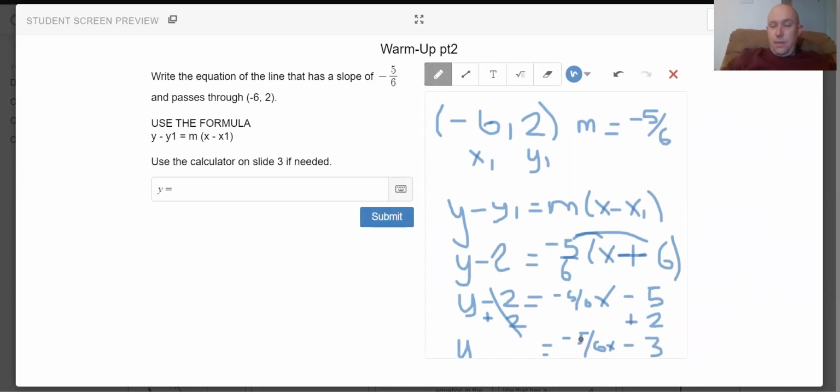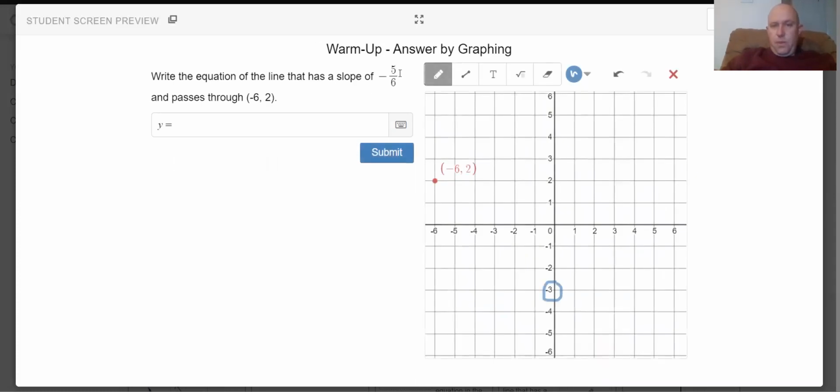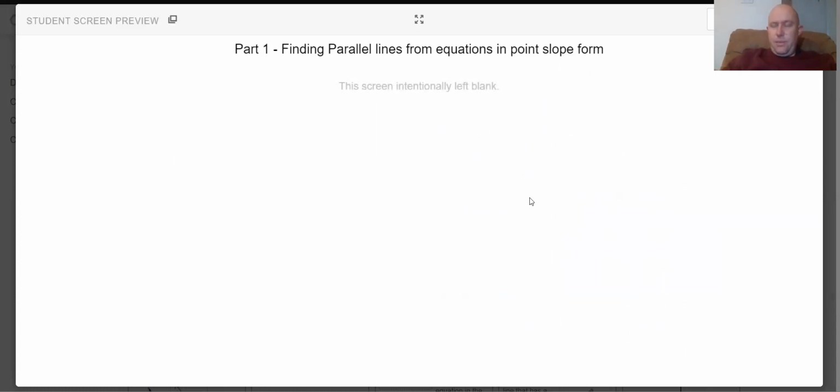We already know the slope is going to be negative 5/6 x because it tells us that in the question. So we could fill that part in straight away if we wanted to by putting an x here and then finding out what the intercept is. But just another way of thinking about it.